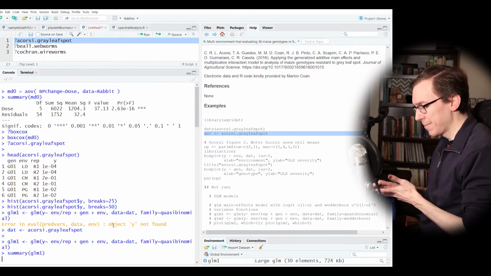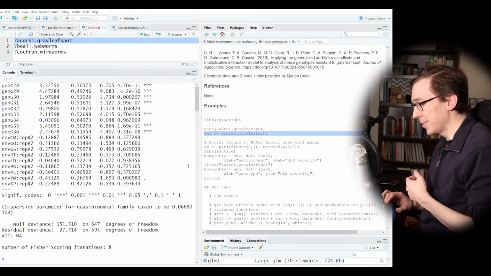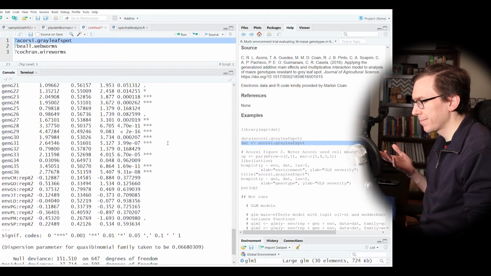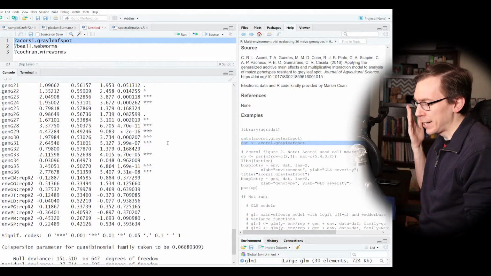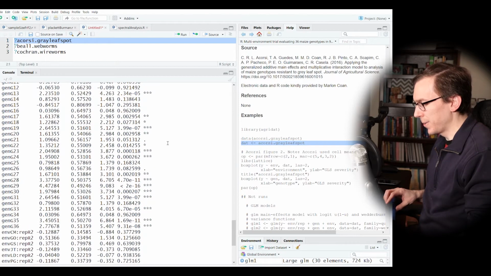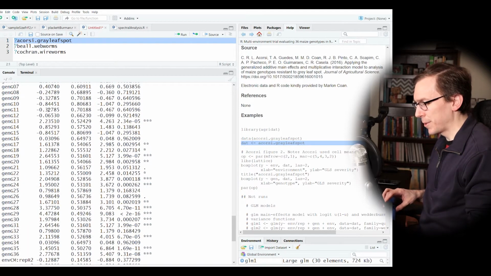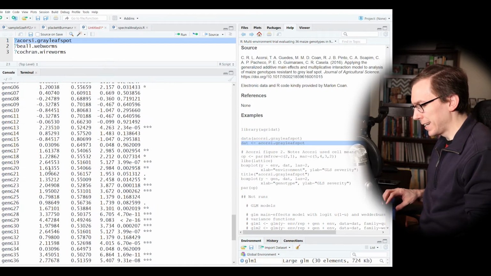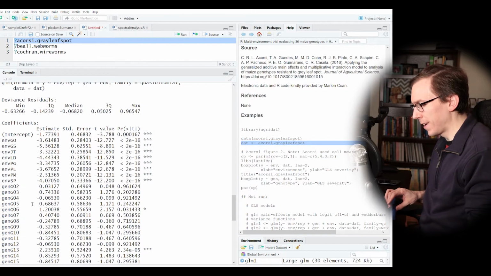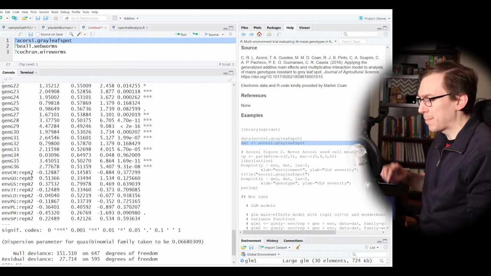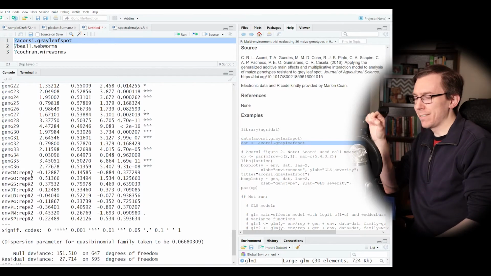And the summary, it's not going to be an ANOVA table right away. What we're getting is actually not the fitted values, but the estimated parameters for the linear model. So in this case, we're getting estimated parameters for all of our 36 genotypes. And let's see if we get to the top, we have all of our environments, all of our genotypes, and we have the replication within the environment.